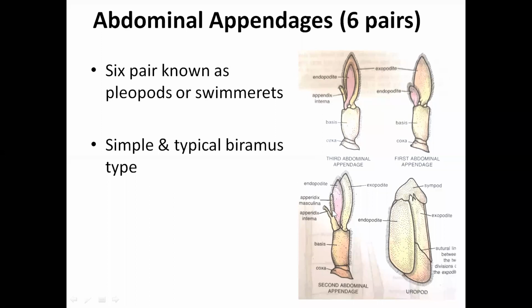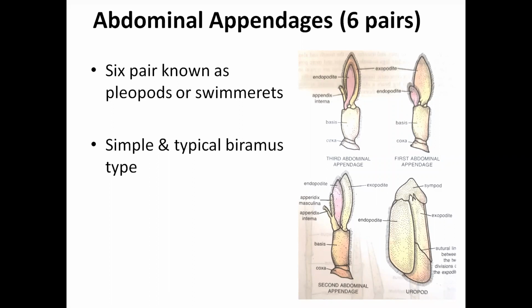So if you look on the second abdominal appendages of a prawn, if there is a presence of the appendix masculina, then it is a male prawn, and if this appendix masculina is absent, it is a female prawn. There are also some modifications of these abdominal appendages, which are diagnostic in character, which means they have taxonomic value.